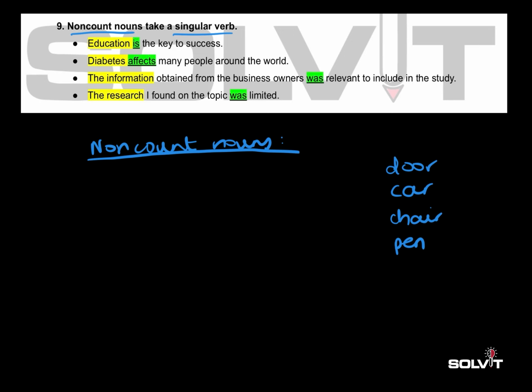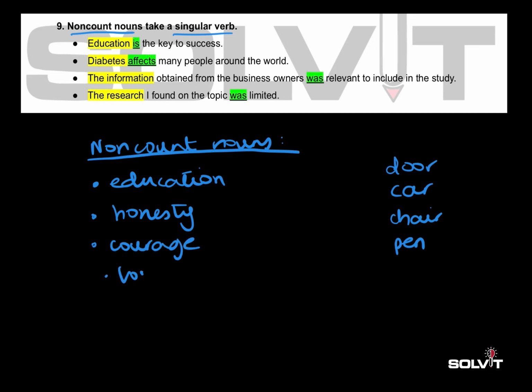They can never be measured. Like, for example, education. Education does not have a specific number, right? It cannot be measured. It cannot be counted. Similarly, a lot of feelings are also non-count nouns. For example, honesty, courage, love, happiness, and sadness. There are many more, but these are just a few examples to make you understand what non-count nouns actually are.